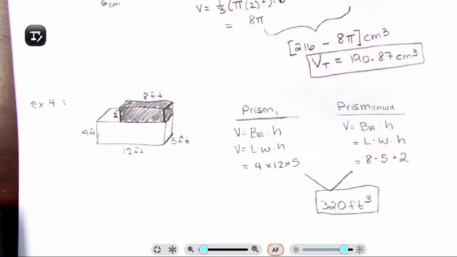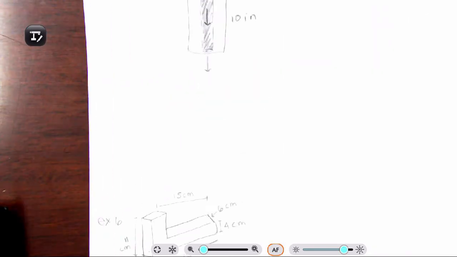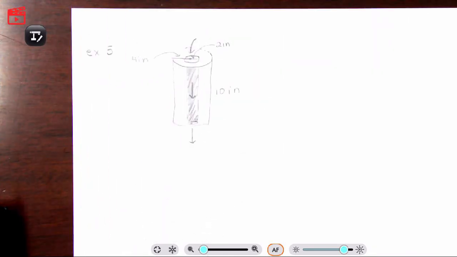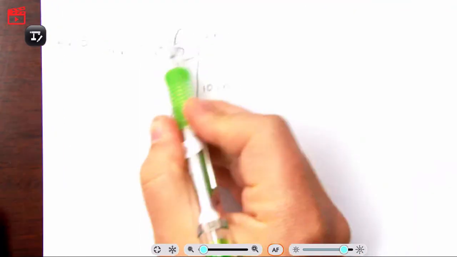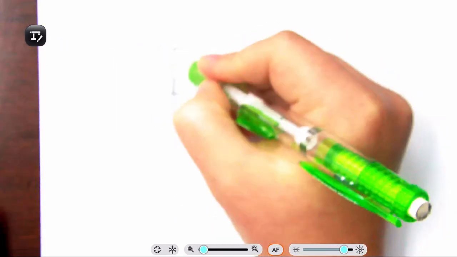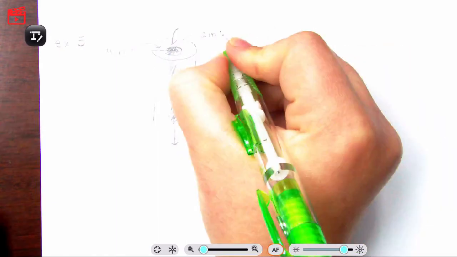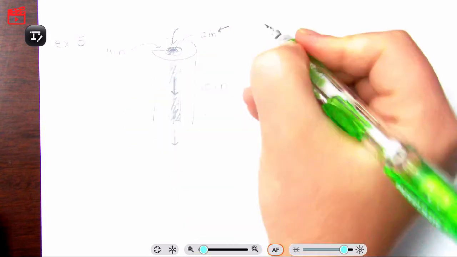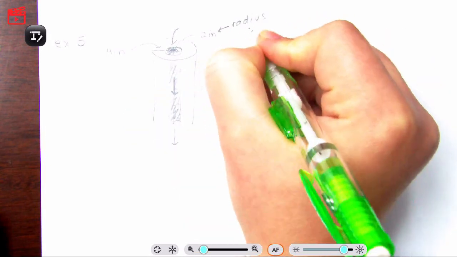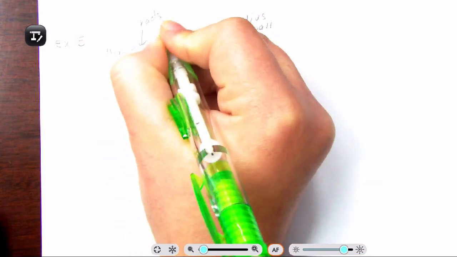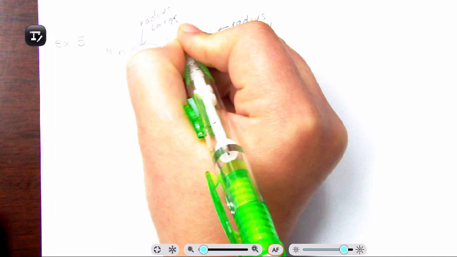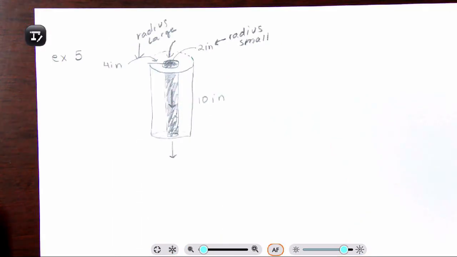All right, let's move on to more examples. Let's do 2 more. Here is example number 5. In example number 5, we have 2 cylinders. So we have the larger one on the outside. Then this right here, this has been drilled out, okay? This has been drilled out. This, it's a little difficult to see, is the radius of the small, and this is the radius of the larger one. Just to be clear.